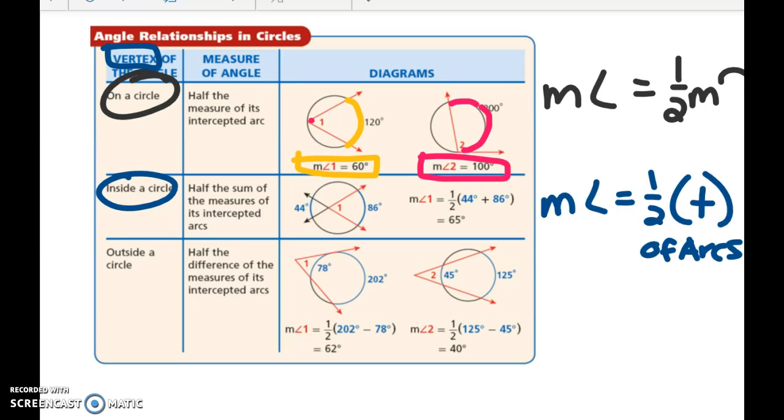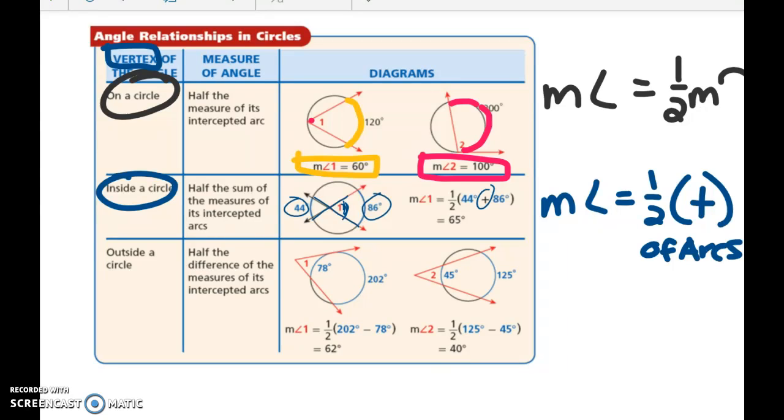Okay, so notice here, we want to find this angle here in the middle, angle 1. And we know that this arc is 86 and this arc is 44. Well, these secants intersect inside. Angle 1's vertex is inside. See how that kind of makes a plus sign in the middle? Plus. So we have to do the sum of the 2 arcs.